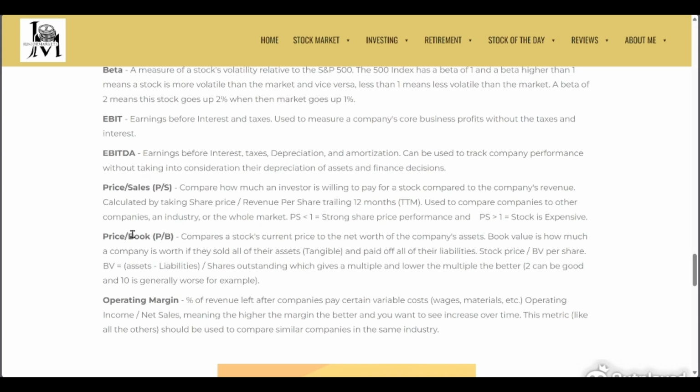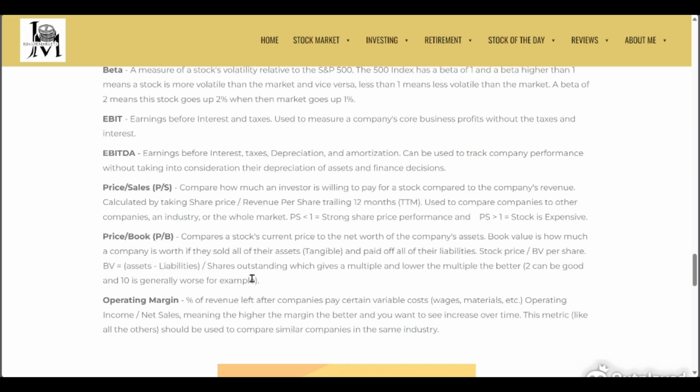So next up is price to book, which I have listed directly under that. This compares the stock's current price to the net worth of the company's assets. That's where the book comes in. The price is the current stock price, and the book is the assets. It is calculated by dividing the company's market price per share by its book value per share. And then you can look up how to find the book value per share. It's essentially assets minus liabilities divided by shares outstanding.